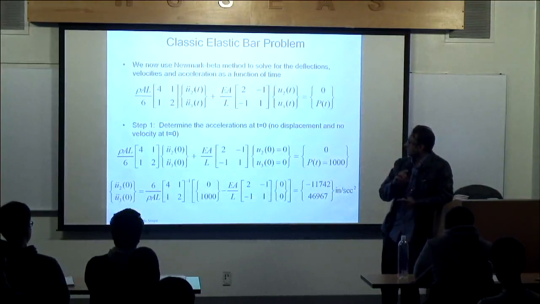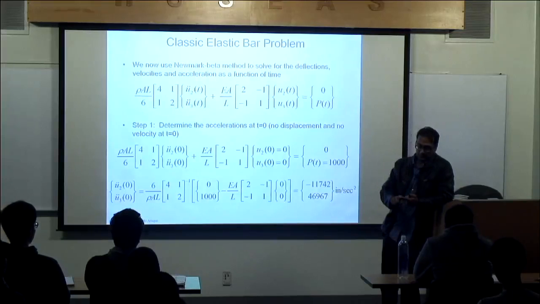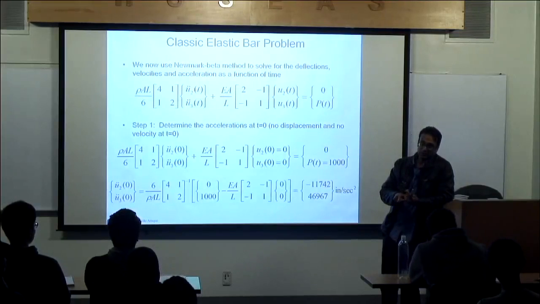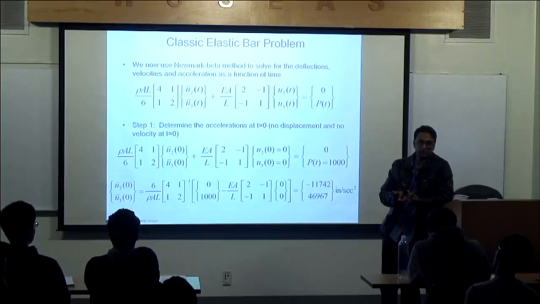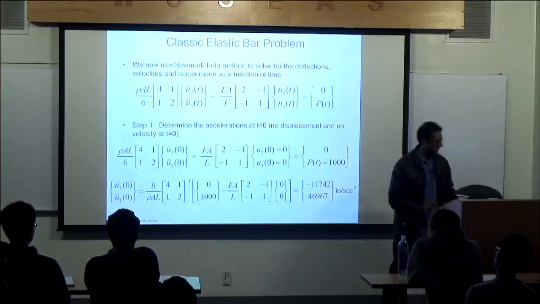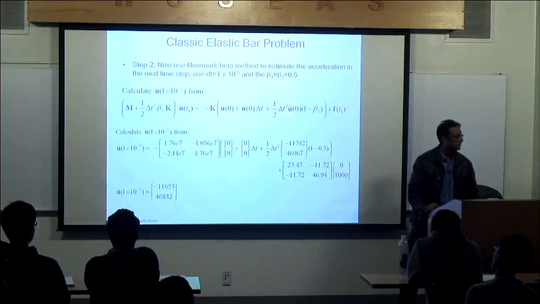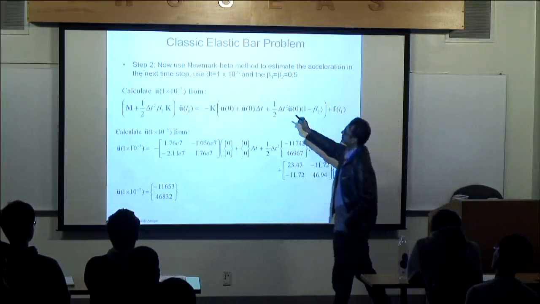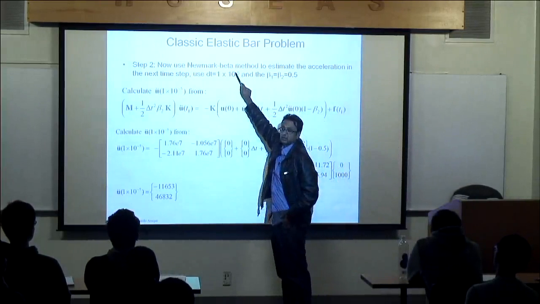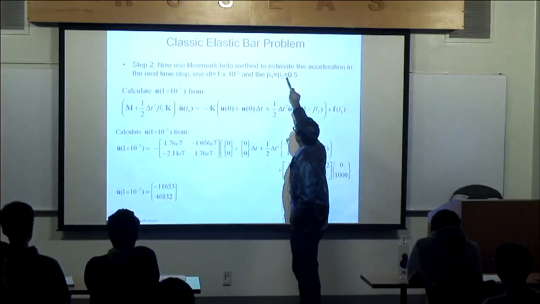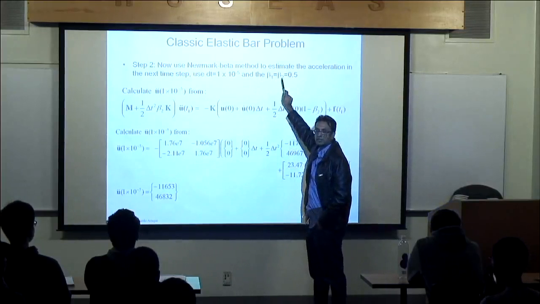Okay. Now I know the velocities, the displacements, and accelerations at time equals 0. But now I realize that these nodes, the middle node and the right node, have an initial acceleration. And so given that information, all I have to do is to use Newmark's beta method, which is what I'll use. And I'm going to use a beta 1 of a half and beta 2 equals a half.